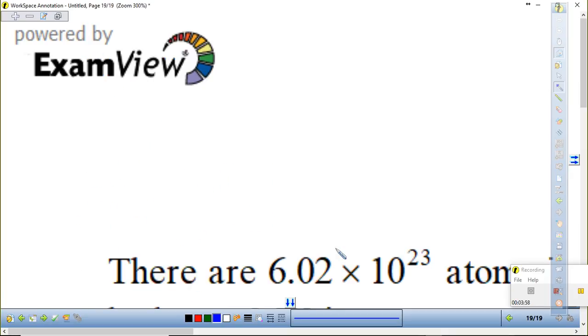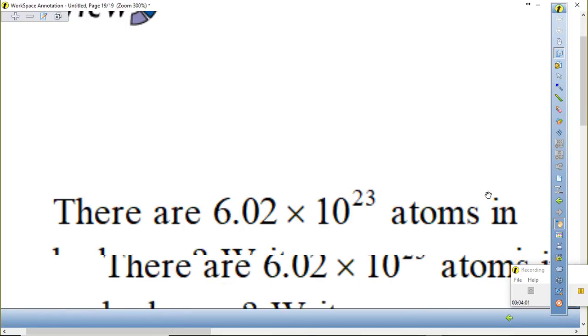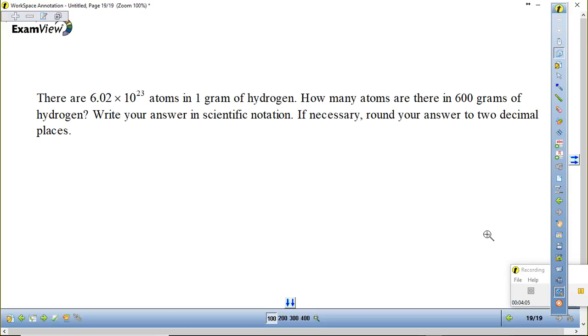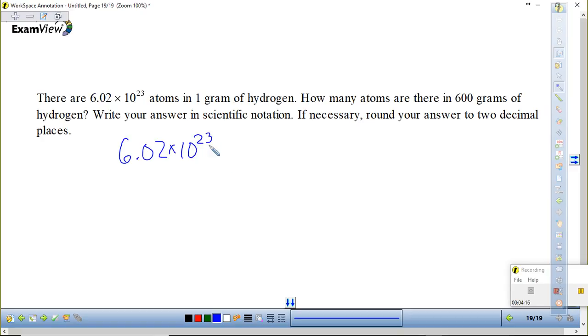Let's print it. It says, there are 6.02 times 10 to the 23 atoms in 1 gram of hydrogen. 1 gram. But they want us to find out how many in 600 grams. So we need to multiply this times 600.